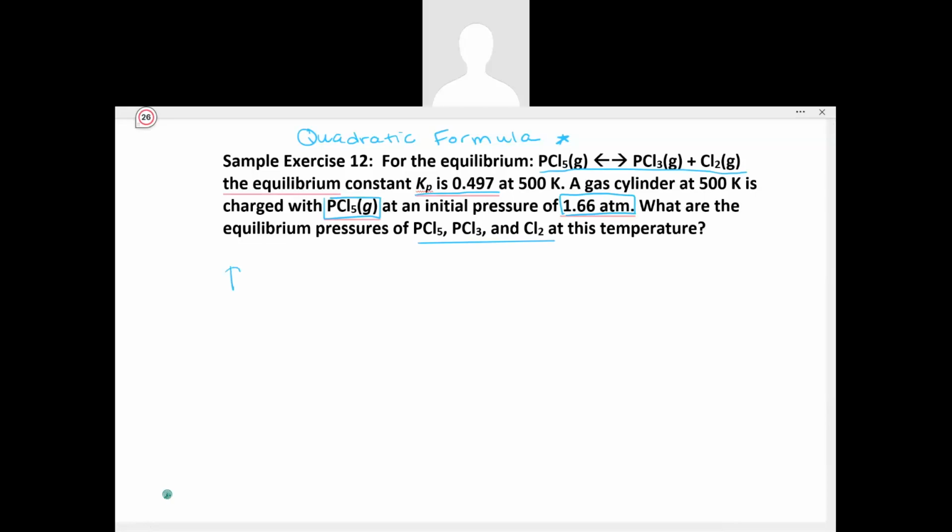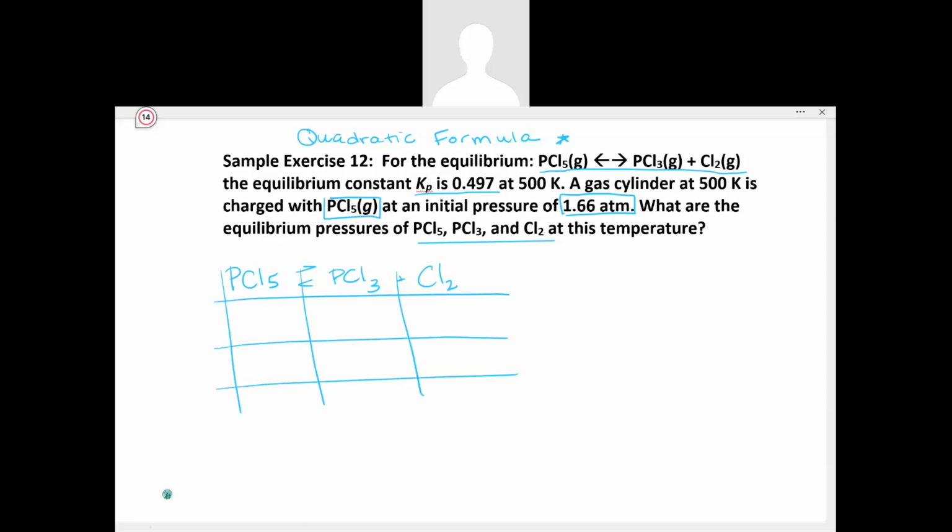We know we need to set up an ICE table to keep things organized. We have our reactant, and it looks like we have all one-to-one stoichiometry here. So let's create our ICE table: initial, change, at equilibrium.